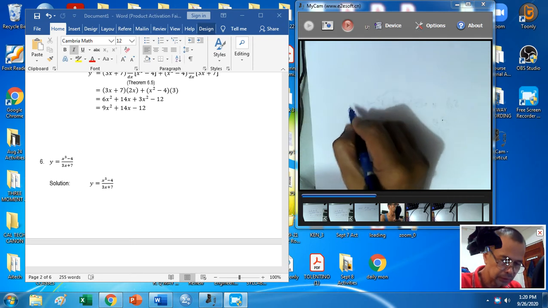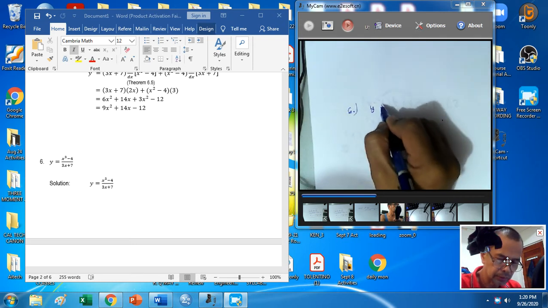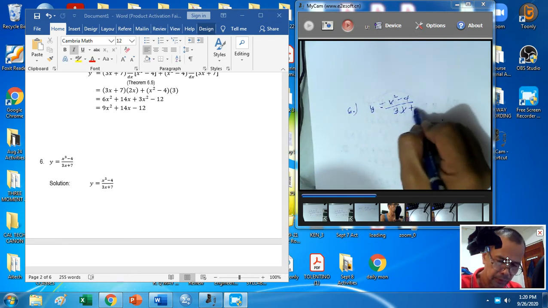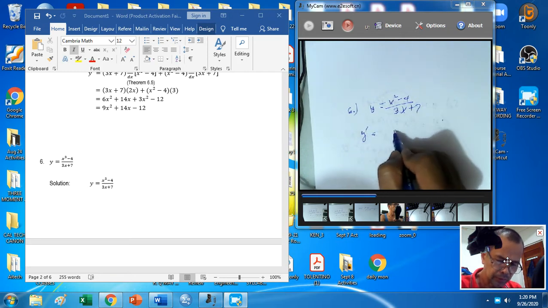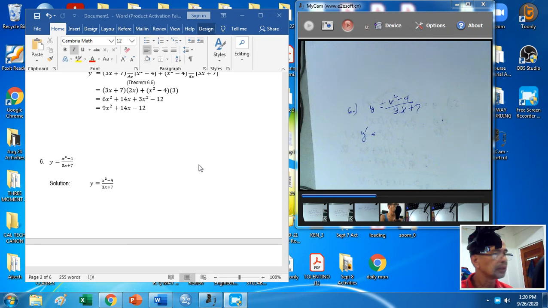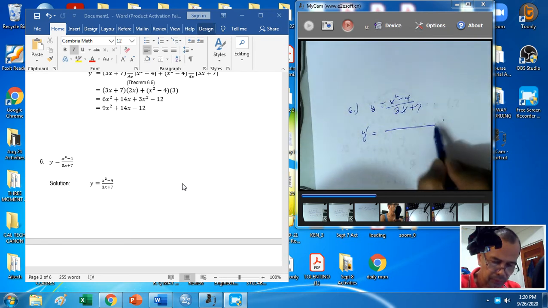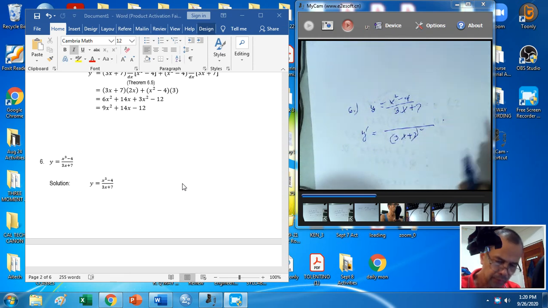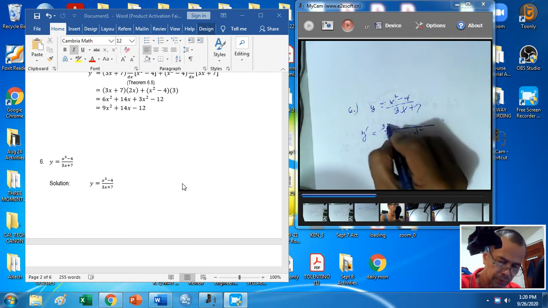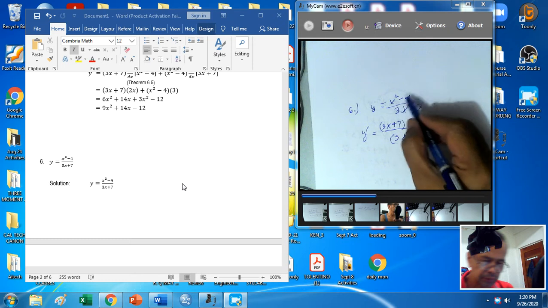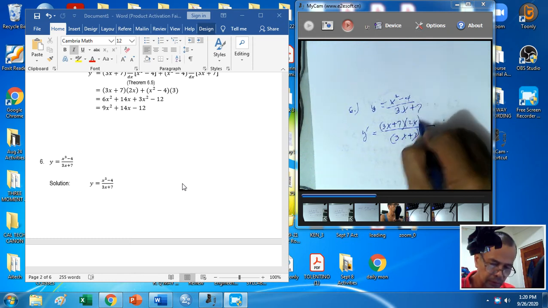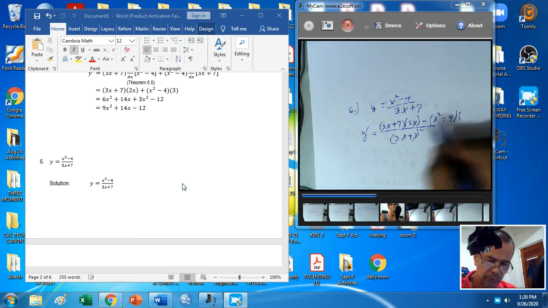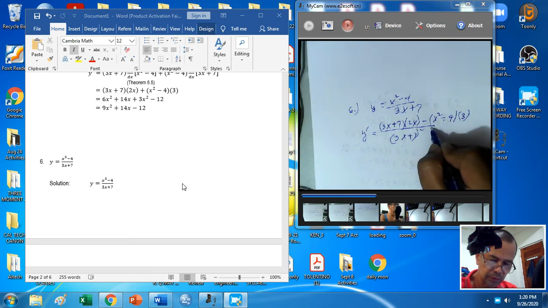Okay, number 6. Your y is x squared minus 4 over 3x plus 7. Now, you don't have any choice but to use the quotient rule. So, anyway, I'll give you the material here. Quotient rule: square the denominator right away. That is 3x plus 7 squared. And then start with the denominator, that is 3x plus 7 times the derivative of the numerator, that is 2x, then minus the numerator times the derivative of the denominator, which is 3.